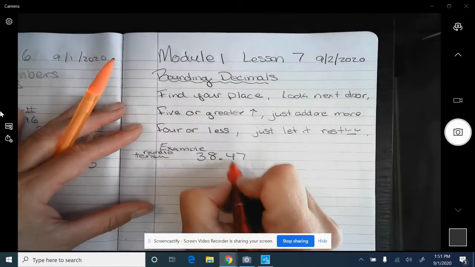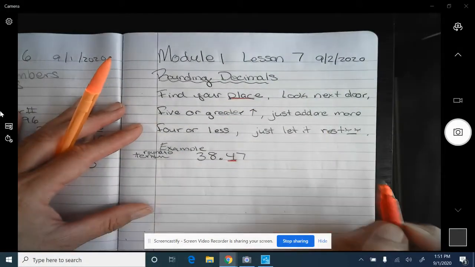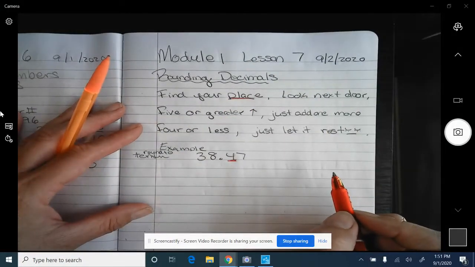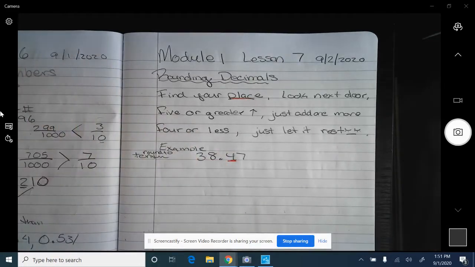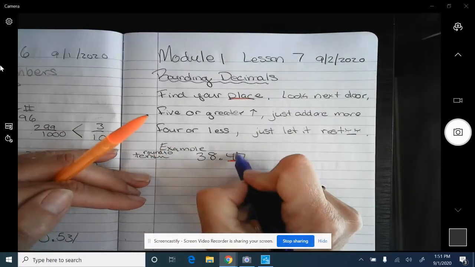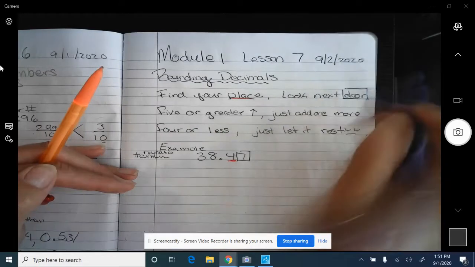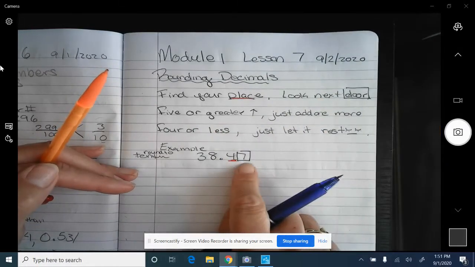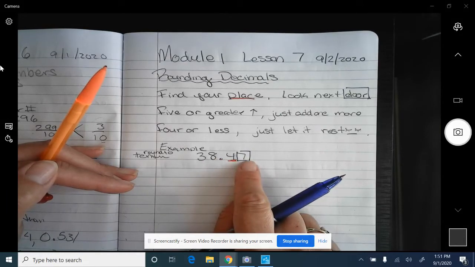It says, find your place. So find your place by underlining it. Okay, and then look next door. So your 4 is going to look next door at the 7. Find your place, look next door. So underline your place, put a box around next door.